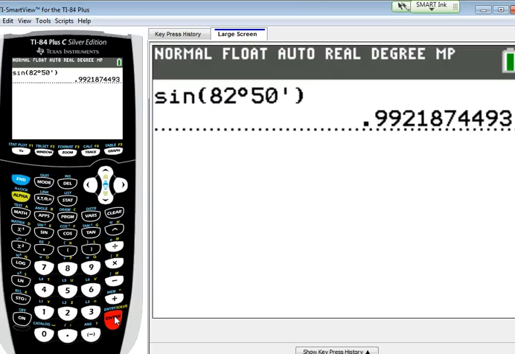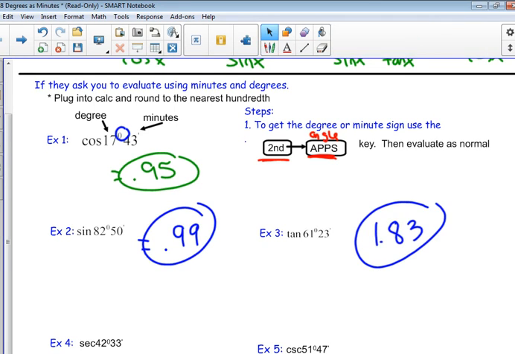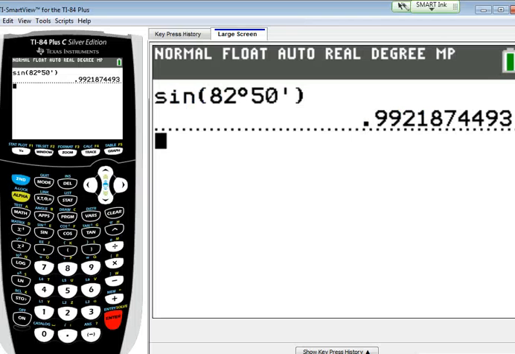All right, did you get 0.99 for your first one? Great. Anybody want to share what you got with the second one? 1.83? Super. Good job. Now, these next two are a little bit different. I just want to make sure we know how to put them in on a calculator, because we have sine, cosine, and tangent buttons listed right here.